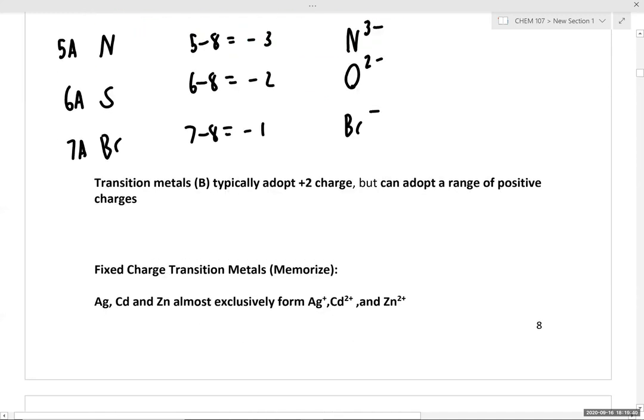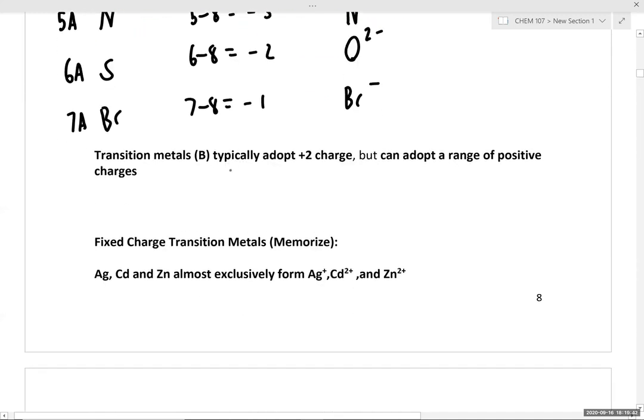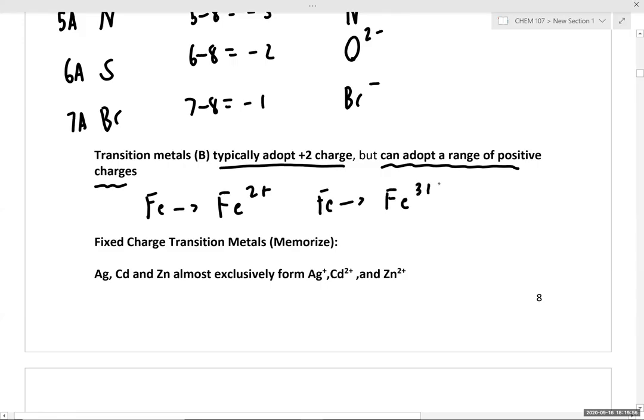So let's talk about transition metals. Transition metals typically can adopt a +2 charge. So iron can go to Fe2+, but they can adopt a range of positive charges. So iron can just as easily go to Fe3+. So you can't really predict the charge of a transition metal without additional information. You can't apply the same rules for main group elements to transition metals.